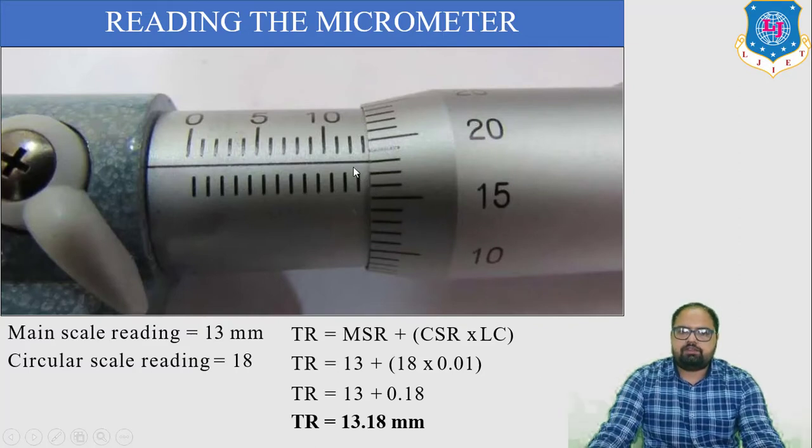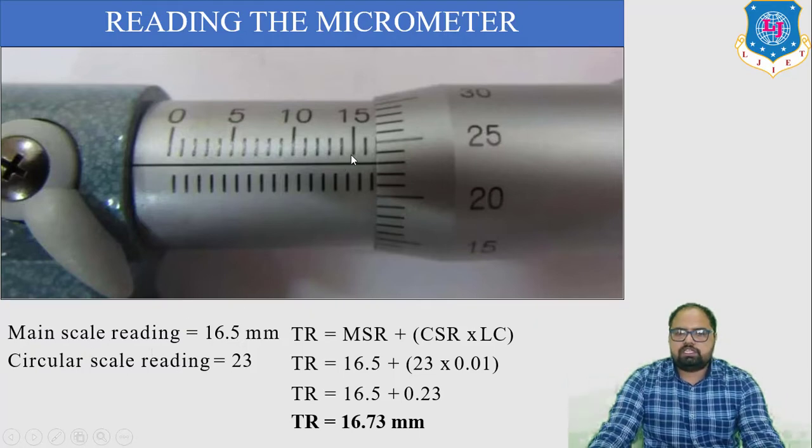Next image, you can see this is the 10, 11, 12 and 13. So the main scale reading is 13 mm. Okay, circular scale reading, so this is 15, 16, 17 and 18. So circular scale reading is 18. So putting all values in this equation, we will get 13.18 mm.